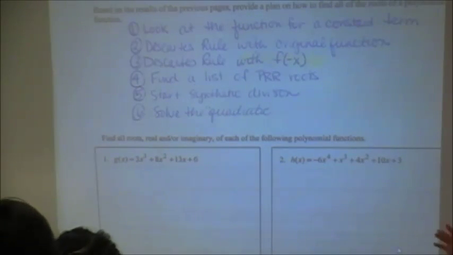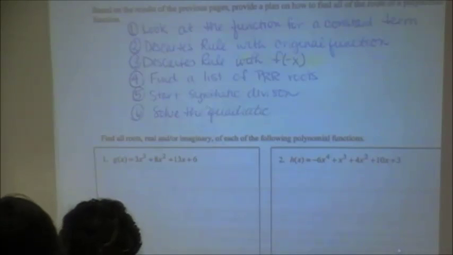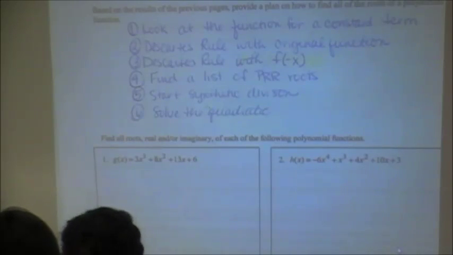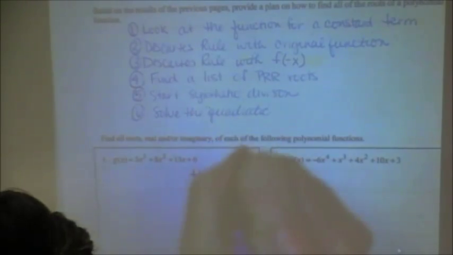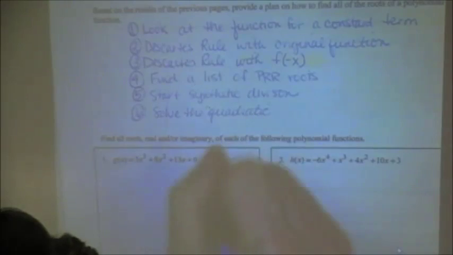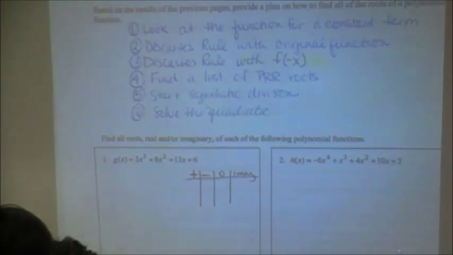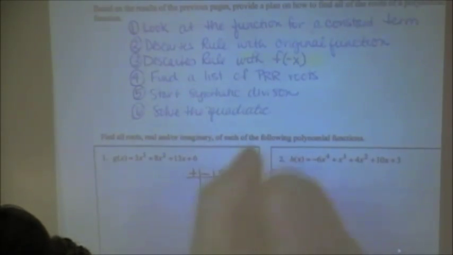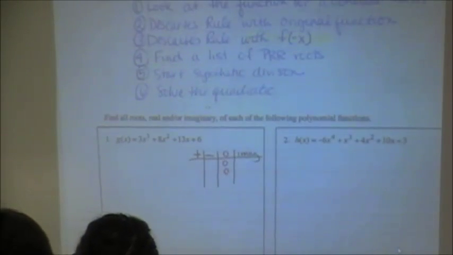Okay, so let's do it. On number 1, we're going to first look at our function and look for a constant term. It has one, which means if you were going to make a chart, you have no 0 roots. So I can go ahead and put a 0. I have none of those. I'm going to put it twice because I'm going to assume we're going to have at least 2 options.